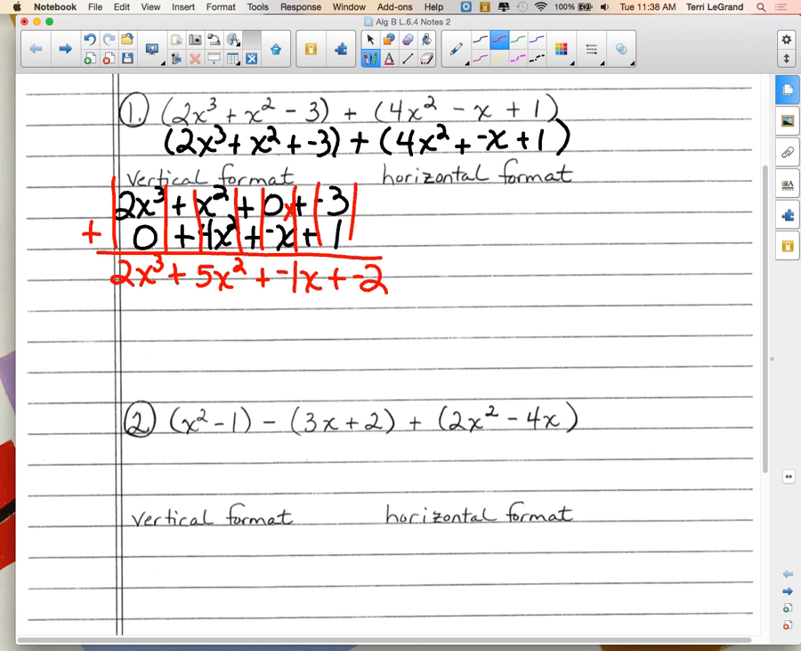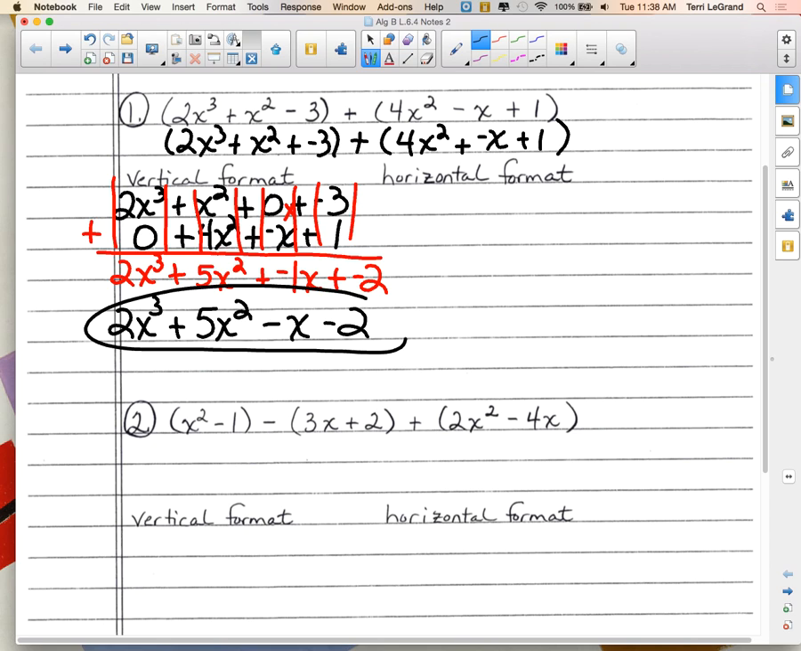And the cleaned up answer is what? You got Faith? You're not writing anymore. You must be ready for me. 2x to the third plus 5x to the second minus x minus 2. She's got it. Good job. Okay, there's our answer for that one.